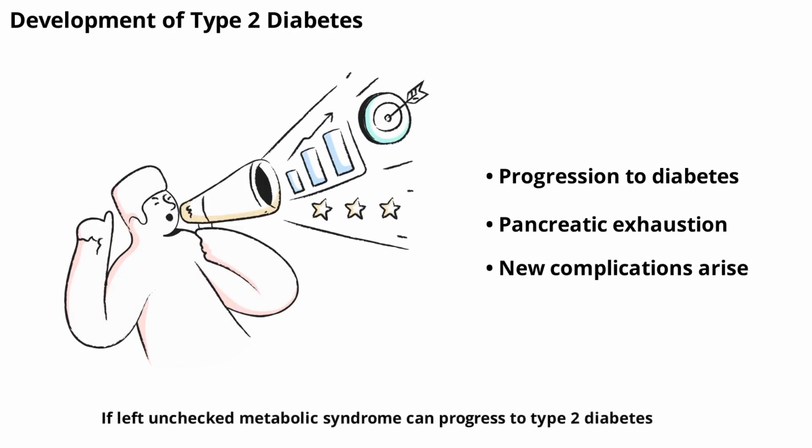If left unchecked, metabolic syndrome can progress to type 2 diabetes. As insulin resistance worsens and the pancreas can no longer keep up, blood sugar levels rise to diabetic levels. Type 2 diabetes brings its own set of complications, including nerve damage, kidney disease, and vision problems.